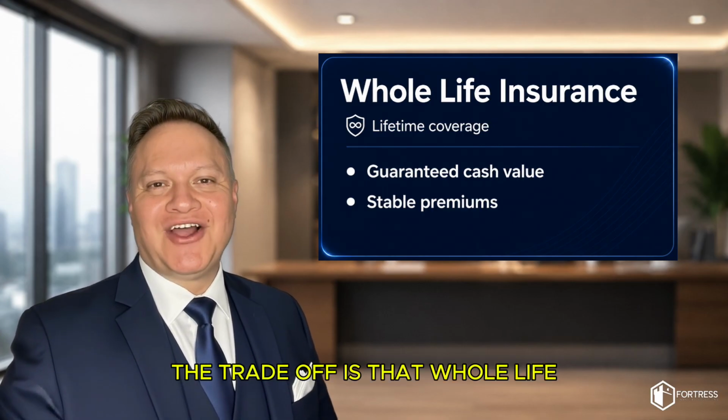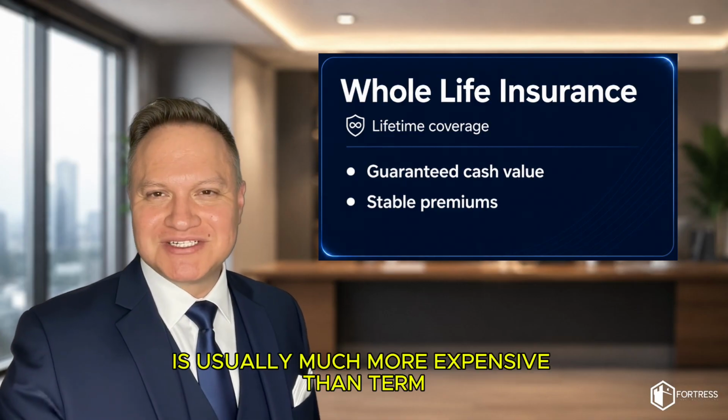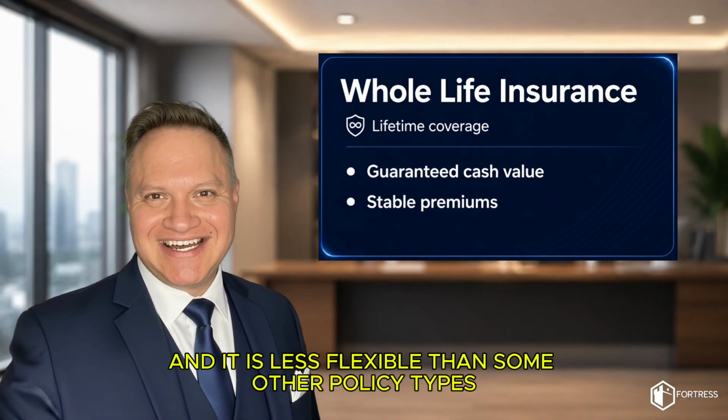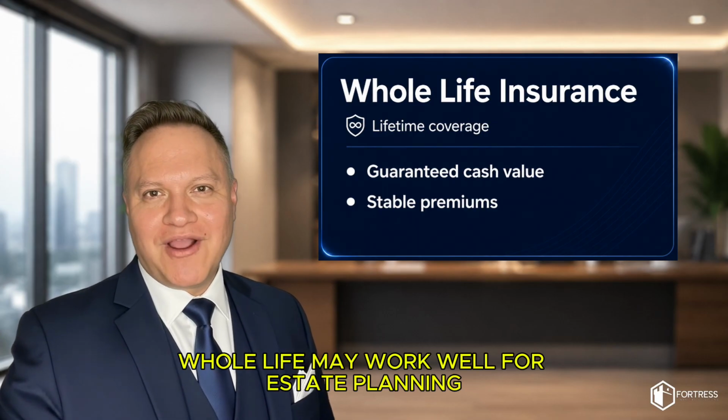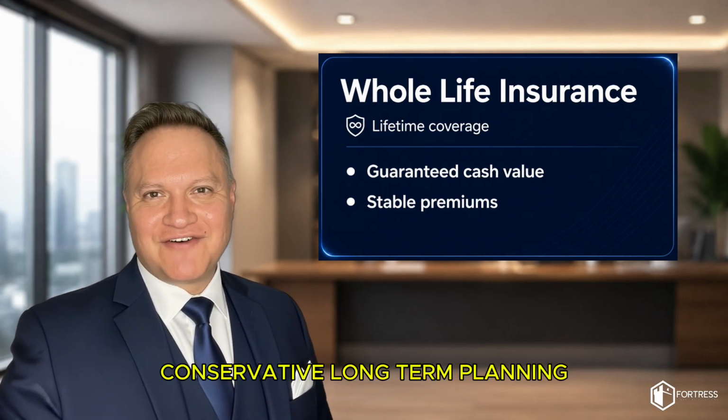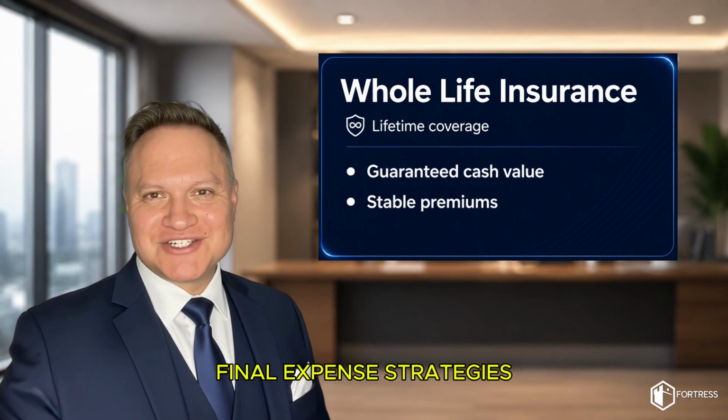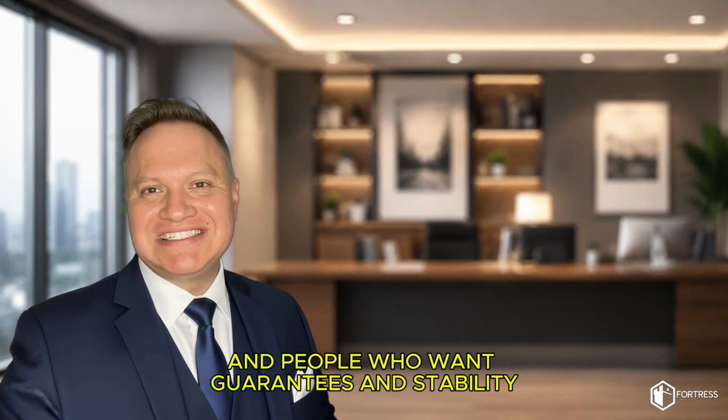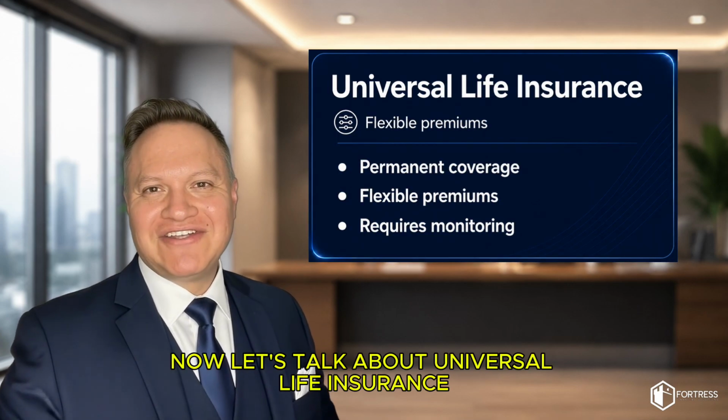The trade-off is that whole life is usually much more expensive than term, and it is less flexible than some other policy types. Whole life may work well for estate planning, conservative long-term planning, final expense strategies, and people who want guarantees and stability. Now let's talk about universal life insurance.